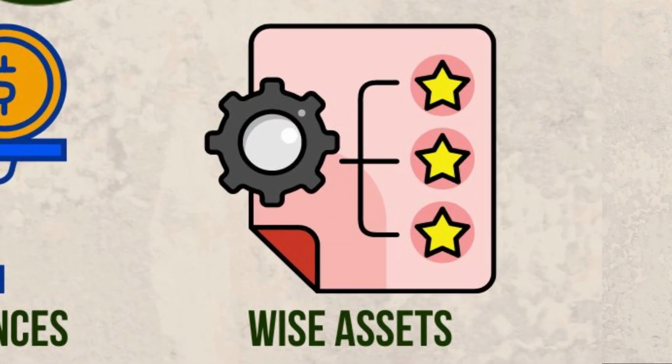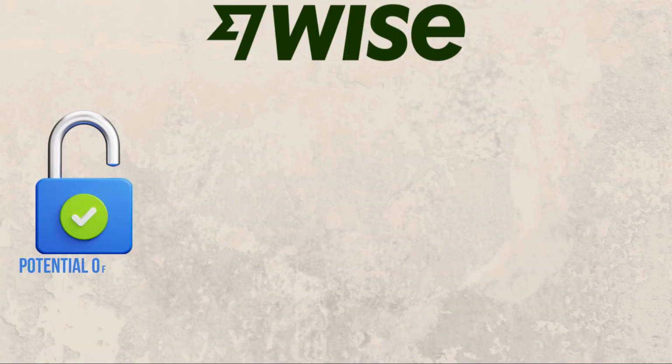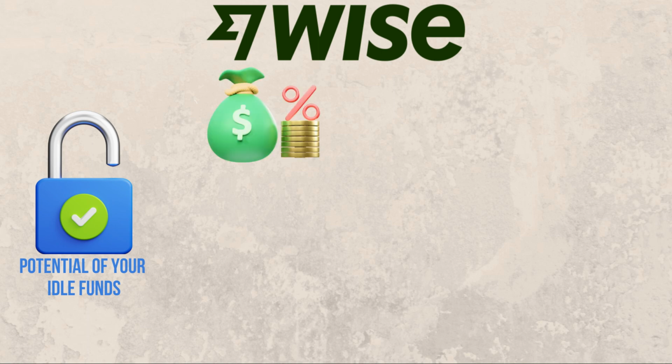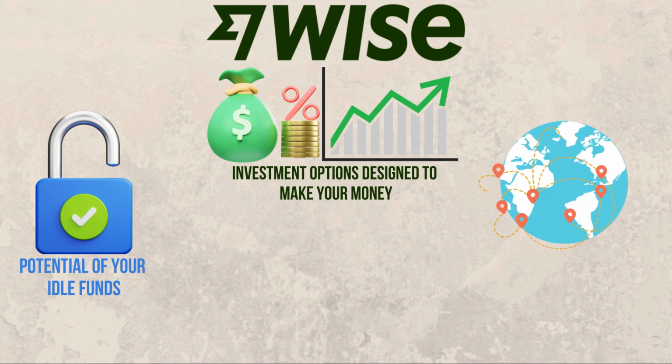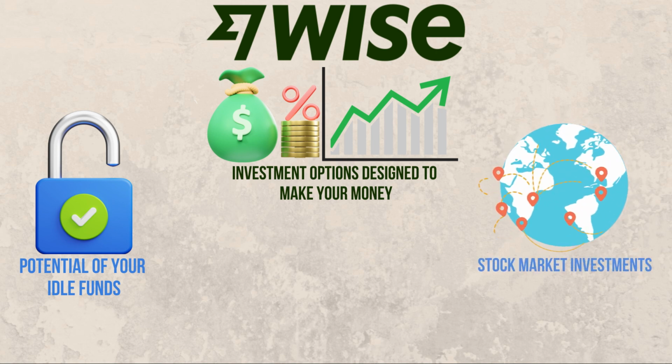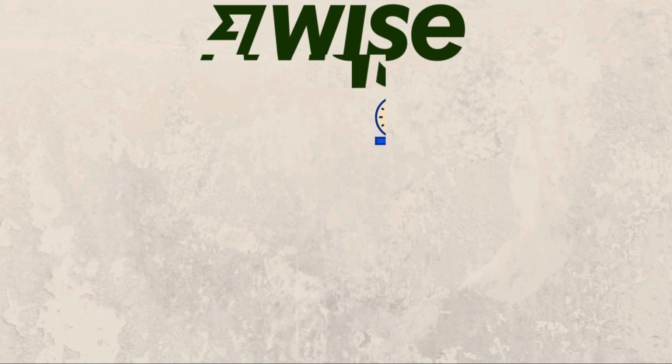Wise Assets functionality. Unlock the potential of your idle funds with Wise Assets functionality. In this chapter, we'll introduce you to Wise Interest and Wise Stocks, two investment options designed to make your money work harder for you. Learn how to switch your balance or jar to interest and explore the world of stock market investments with confidence. With Wise Assets, the possibilities are limitless.